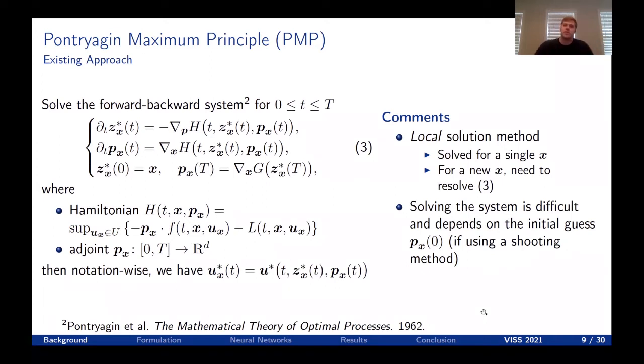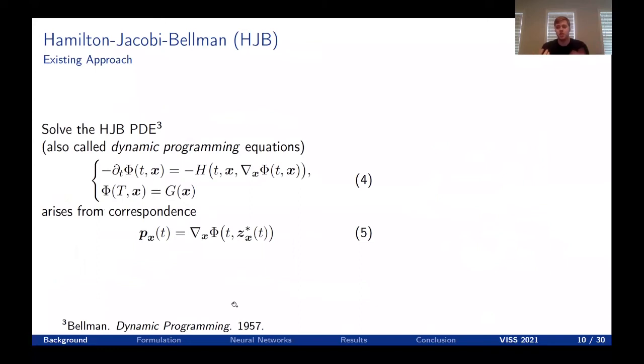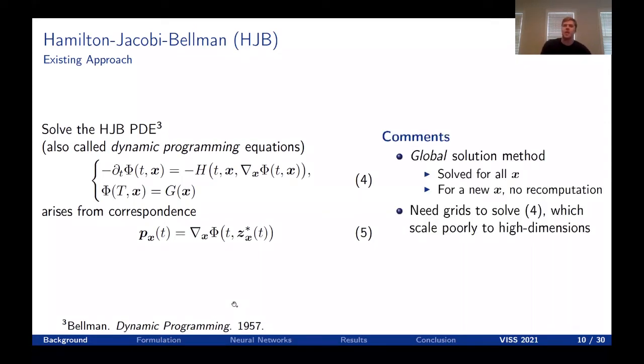So if we were to use a shooting method, then it depends on your initial guess for the adjoint. We won't talk too much about this, but that's one approach. Another approach would be to solve the HJB equations. This is a PDE that we know phi has to solve at optimality.